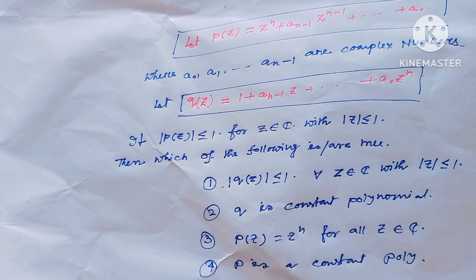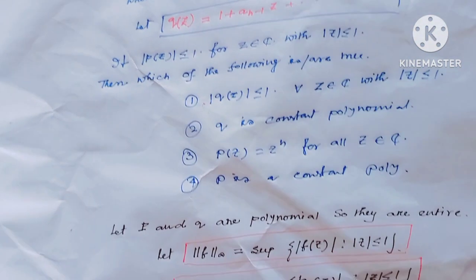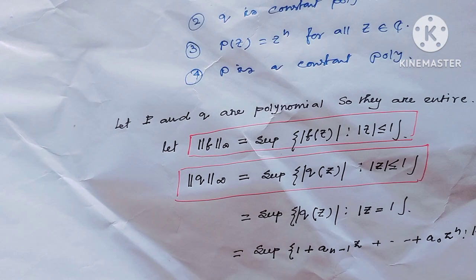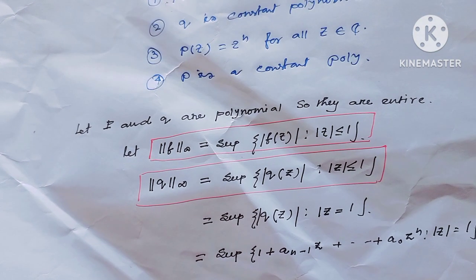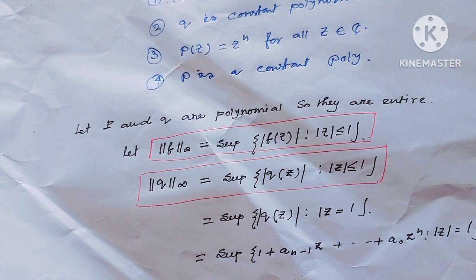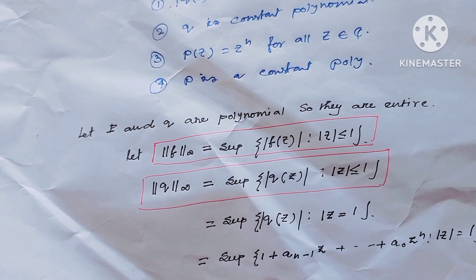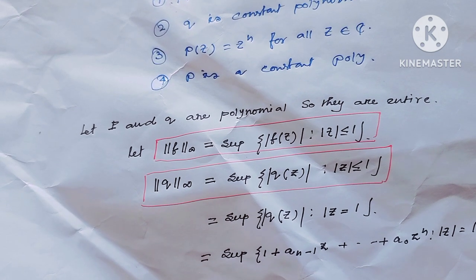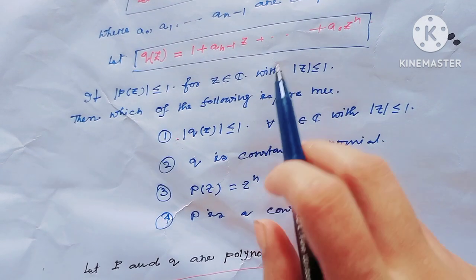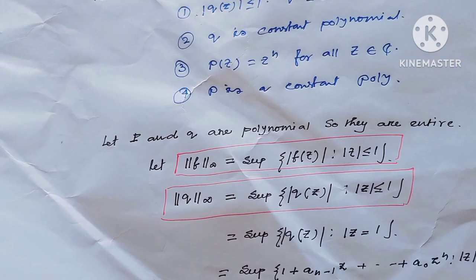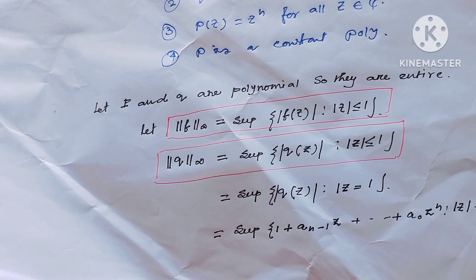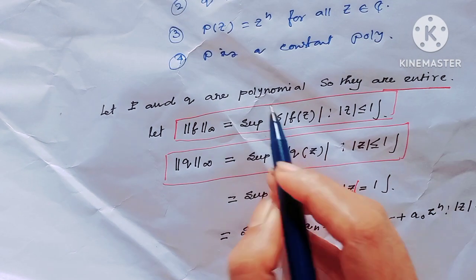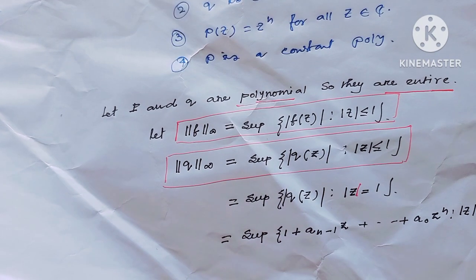Since P and Q both are polynomials, obviously they are entire. And norm f infinity means, we all know, the supremum of |f(z)| where |z| is less than or equal to 1. Then norm Q infinity means the supremum of |Q(z)| such that |z| is less than or equal to 1. This is an entire function, a non-constant polynomial.